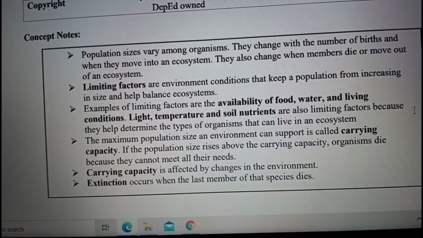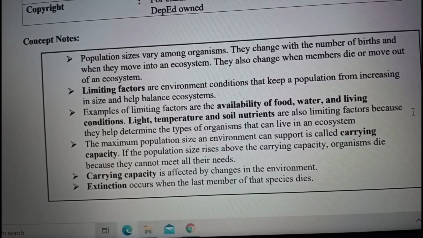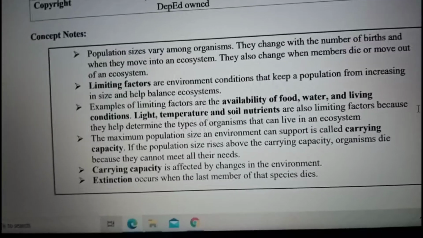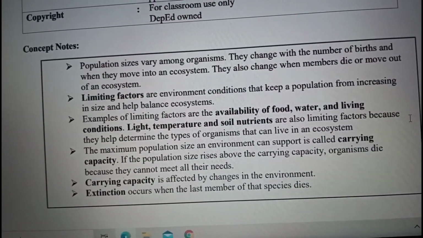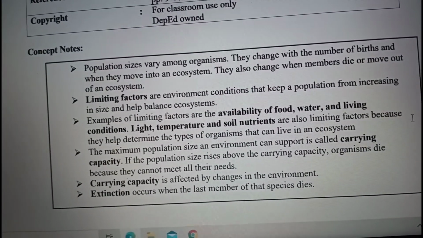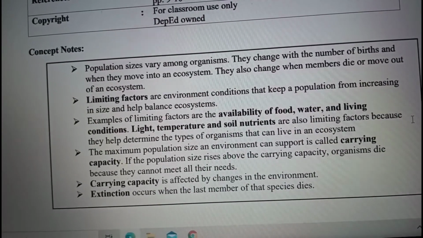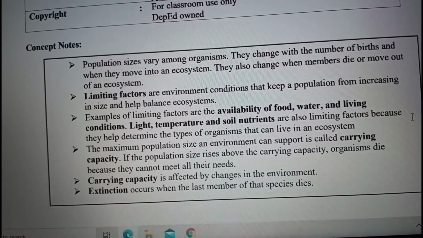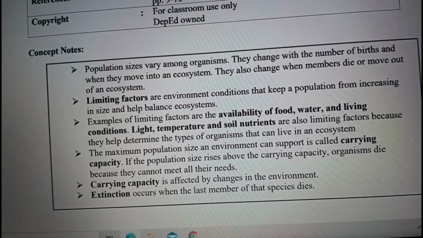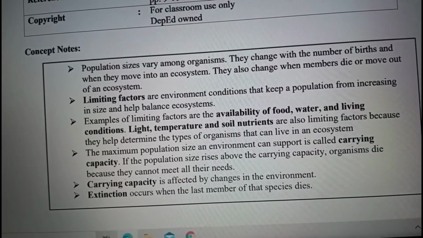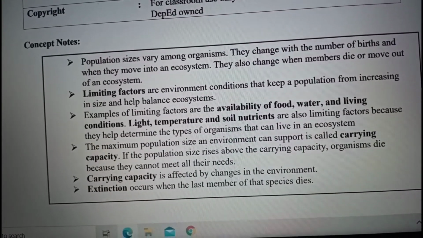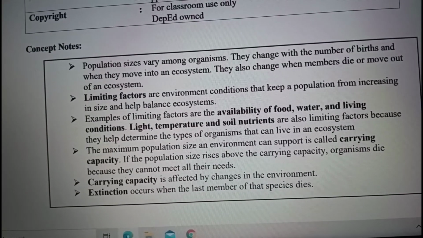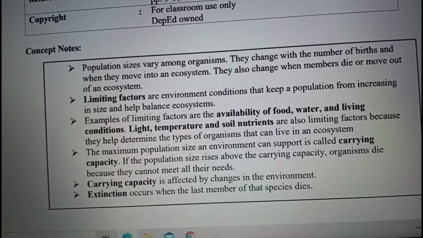Okay? Then, the soil nutrients are also limiting factors. Soil nutrients. So, the nutrients from the soil. Why? Because they help determine the types of organisms that can live in an ecosystem. So, much better if the soil is also rich in nutrients. Okay? So, the maximum population size an environment can support is called the carrying capacity.